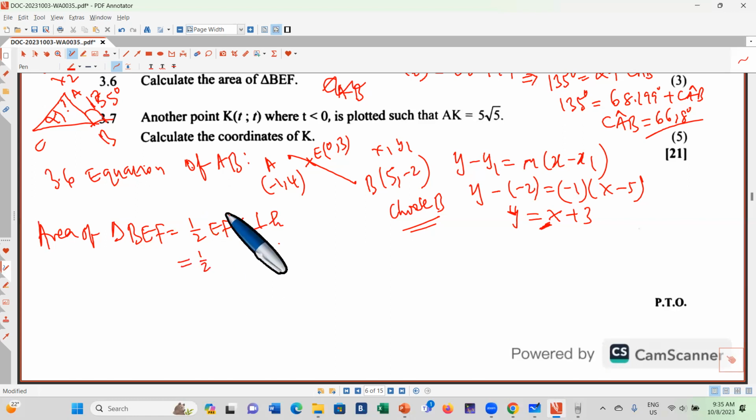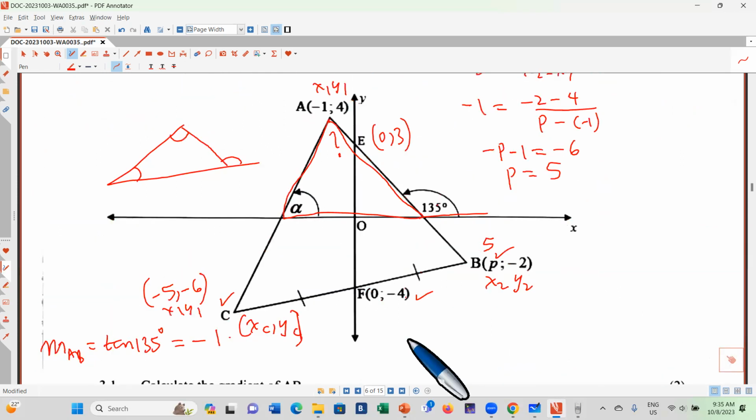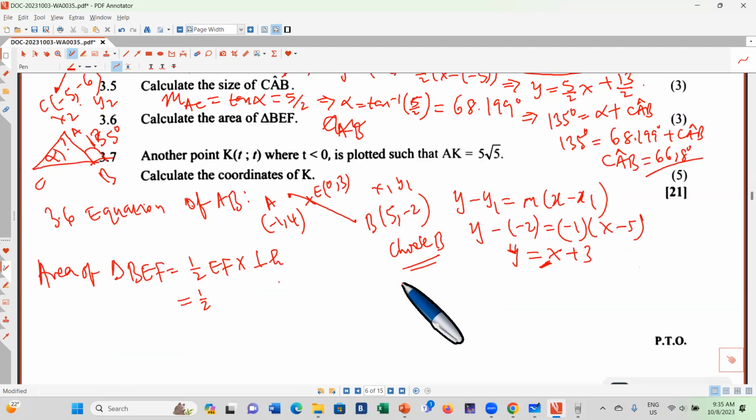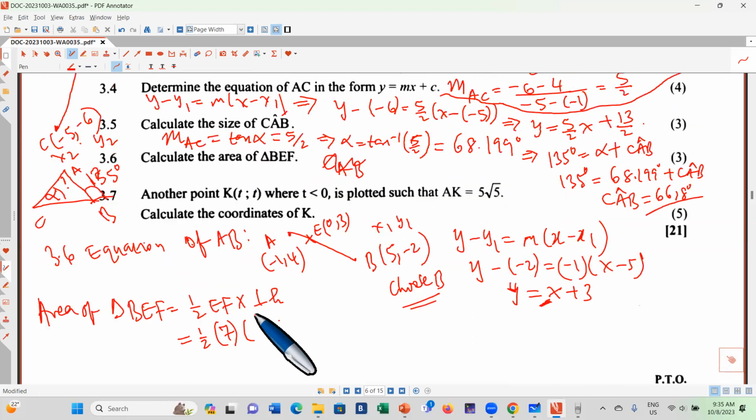What is EF? It's just on the y-axis and y is -4. So from the origin, you go down 4, but from the origin, you go up 3 units. 3 plus 4 is what? It's 7. So which means that this here is actually 7, which is the base multiplied by the perpendicular height.